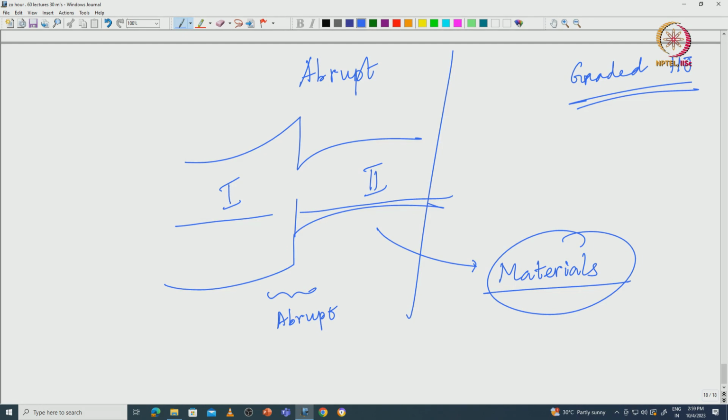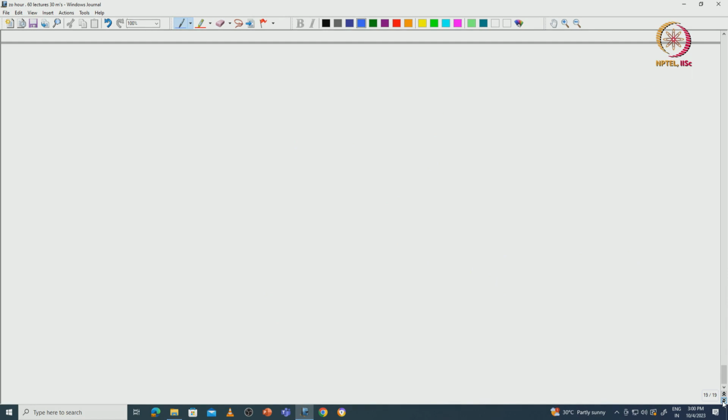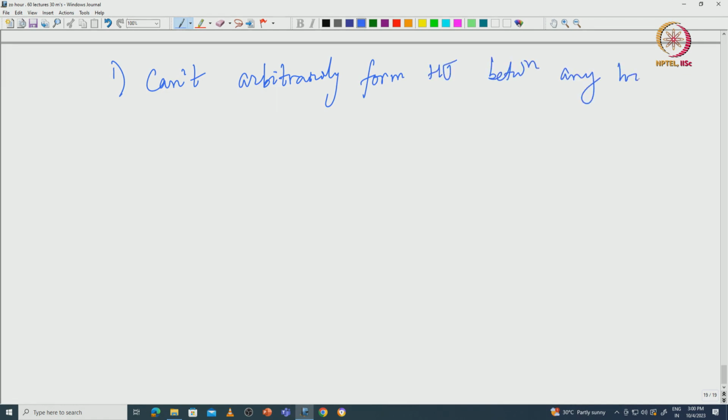So a basic background on the materials required for this kind of junction is essential at this point in time. So the first thing about such material is that you cannot arbitrarily form a heterojunction between two arbitrary materials. You cannot arbitrarily form a heterojunction between any two materials. You cannot just put, there has to be certain condition.